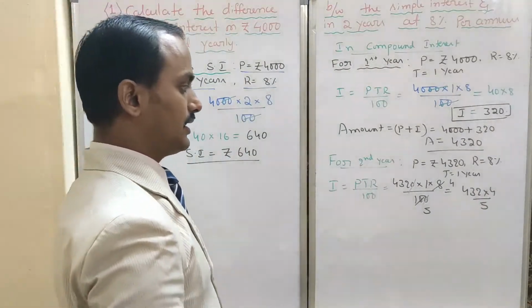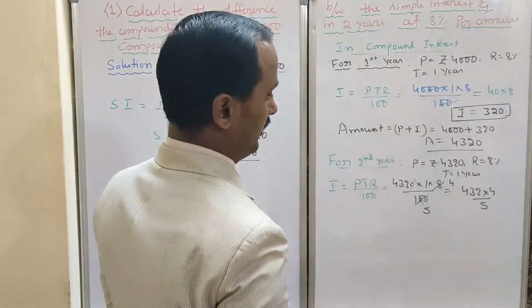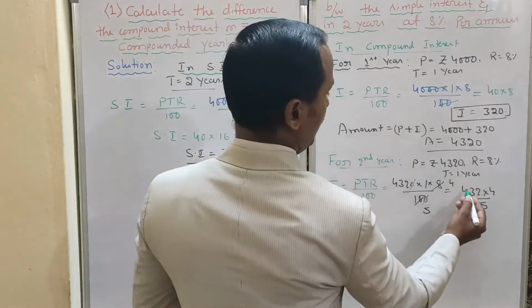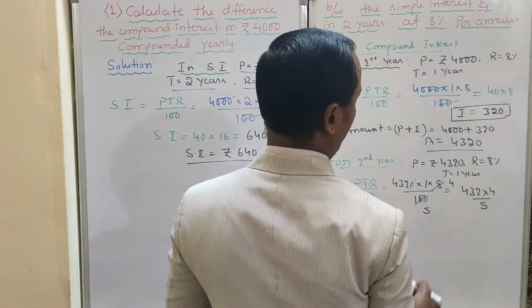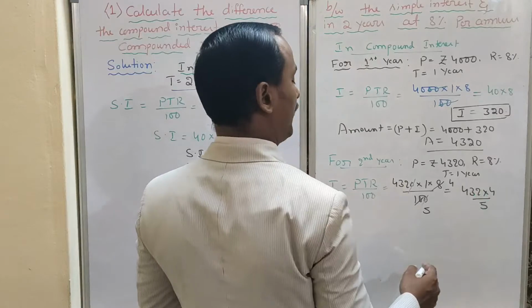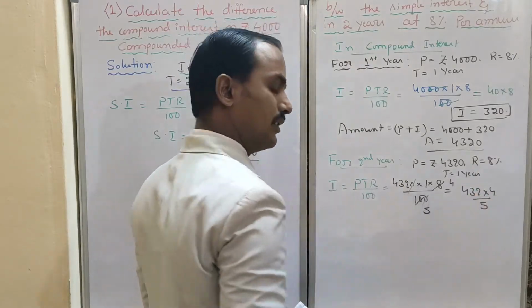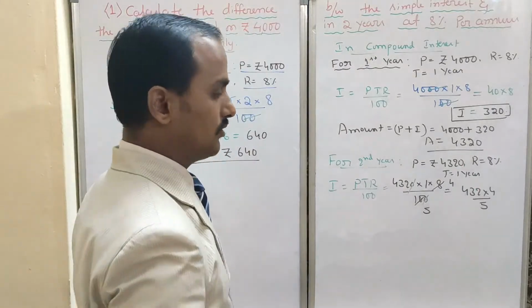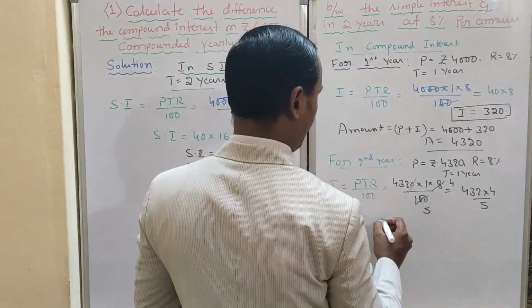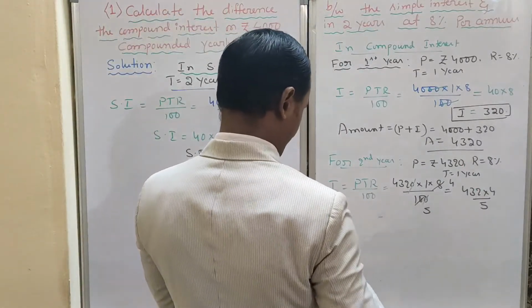What is the next step, dear children? Simplification. You should find how much interest will come. How to do it is very easy. Look here, 432 into 4 divided by 5. You should multiply and divide by 5, otherwise divide this one by 5, then multiply that quotient by 4. That is the answer. That one was no problem. Shall I divide? Look here. See, I will divide by 5.